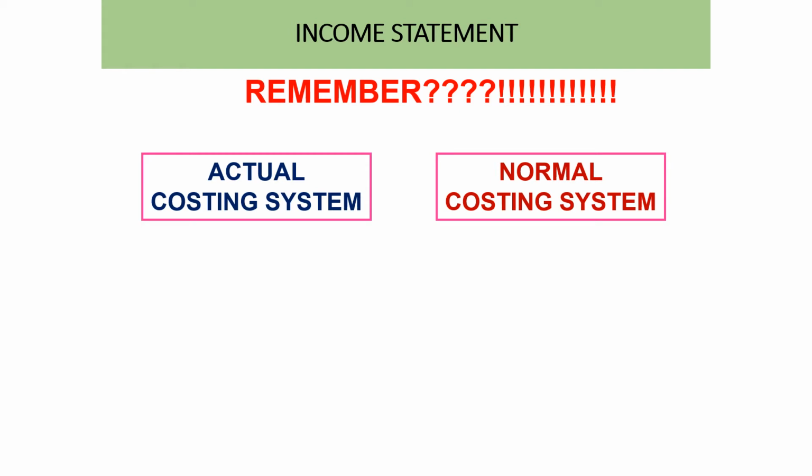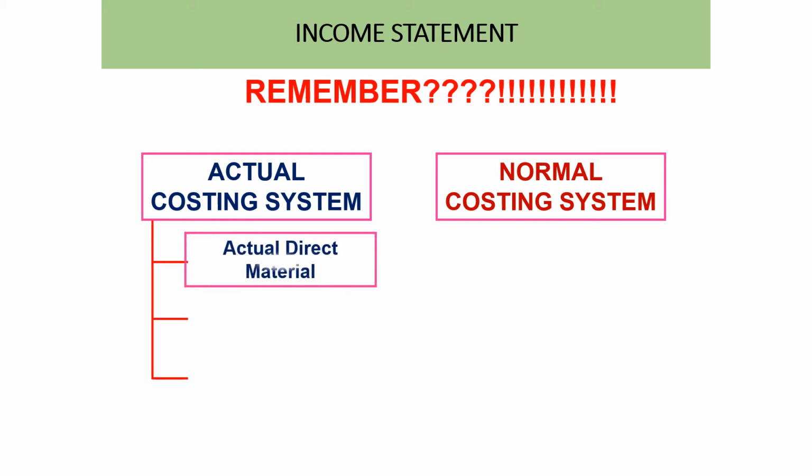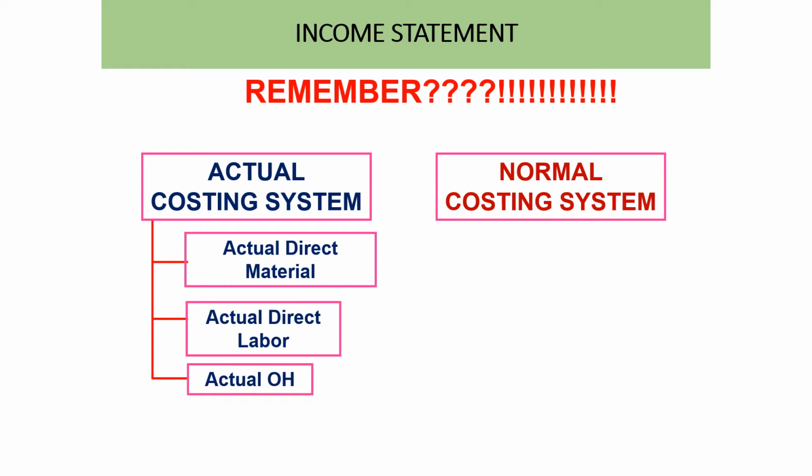Do you remember what you have done for the income statement? Under the income statement, we have two costing systems: the actual costing system and the normal costing system. Under the actual costing system, we calculate the actual direct material, the actual direct labor, and the actual manufacturing overhead, either variable or fixed overhead.